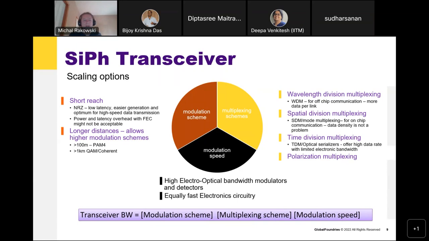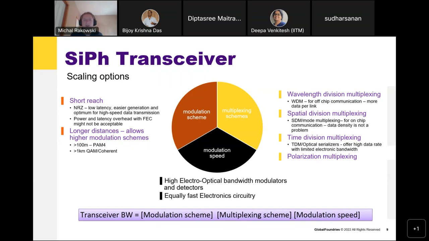Whether you're going long distance or short distance, we have the option of going with an NRZ type of modulation. This is really one of the simplest for transmission. It is preferable for short reach distance, when we don't want to waste any additional time on error correction, for instance. If we're going longer distance and want to increase the bandwidth, probably PAM4 or QAM coherent signals are used, and in silicon photonics they can be used in a similar way. So by changing the modulation scheme, we can boost the bandwidth, depending on the application which can allow it.